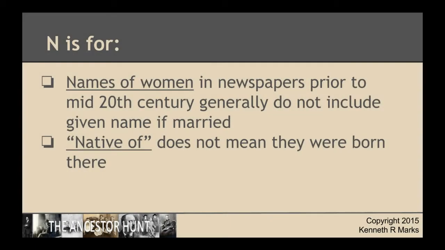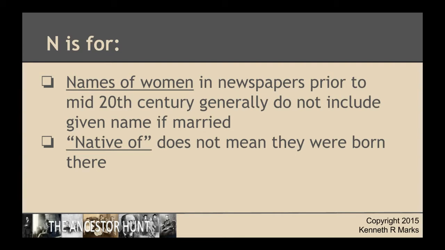Well, names of women up until pretty much the mid to late 20th century generally were not in newspapers. Maybe in an obituary, but usually they were referred to by their husband's name, obviously if they were married. So Mary Jones would not necessarily be in the newspaper as Mary Jones. She might be in there as Mrs. William Jones, the name of her husband. So you need to take that into consideration when trying to find articles about married women in a newspaper.